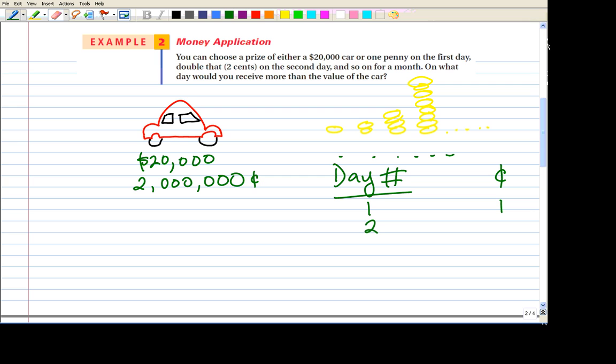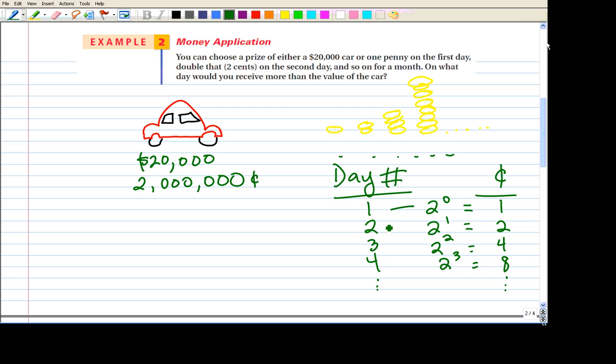On day 2 you get 2. And then on day 3, double that 2, you get 4. On day 4, double the 4, you get 8. And so on. Okay. And notice that on day 1 I get 1 penny, day 2 I get 2, day 3 I get 4. I can also write this as 2 to the 0, and 2 to the 0 equals 1. And 2 to the first power will give me that 2. And 2 squared gives me the 4, and 2 cubed gives me the 8.